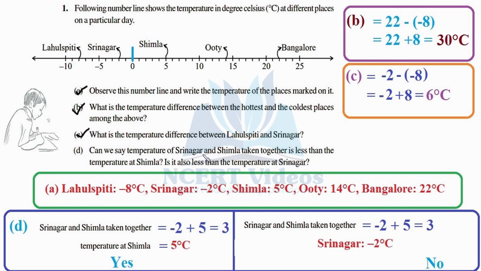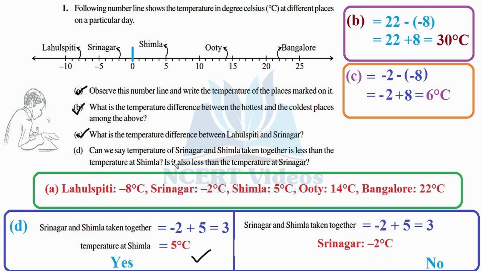Can we say the temperature of Srinagar and Shimla taken together is less than the temperature at Shimla? Well, let's see. Srinagar and Shimla taken together is -2 plus 5. We have to add them up. You can see the greater number is plus and we have to subtract whenever signs are different. Therefore, +3, because 5 was having the plus sign. Now the temperature at Shimla, we have to compare it. Well, the temperature at Shimla is given straight away, 5 degrees Celsius. So you can see here, yes, is the answer because it is greater.